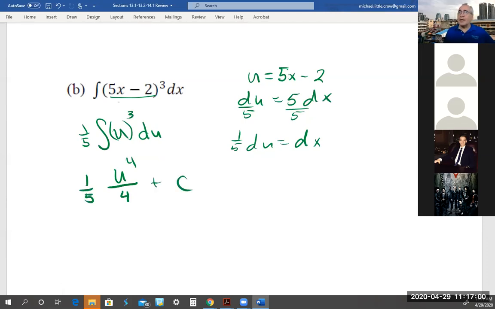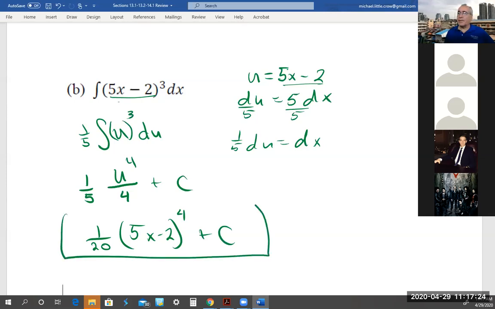We add a constant. And then we're going to back substitute what u actually is, which is up here. So we're going to clean this up. 5 times 4 is 20, so I'm going to write it out as 1/20th. u is 5x minus 2 to the 4th plus a constant. And that would be our final answer there.